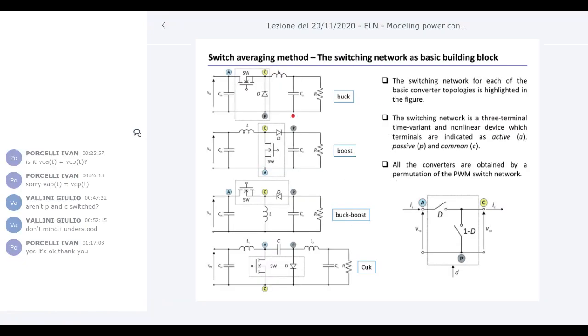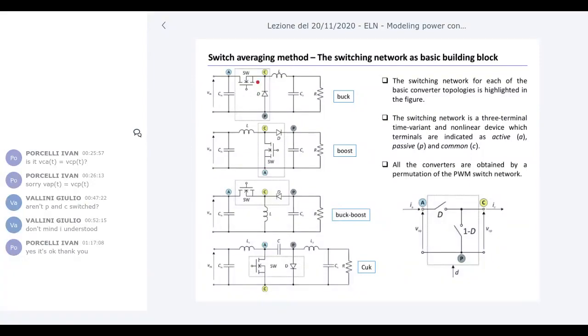Okay, so look at what happens here. Then you have a list of all the topologies that we learned. Some are the basic topologies, the buck, the boost. Some are derived from these two, okay, some the buck boost or the Cuk. And you can see here that for all the circuits, you can have a network in which you have just this time variant behavior. This is, as I mentioned before, the switching network.